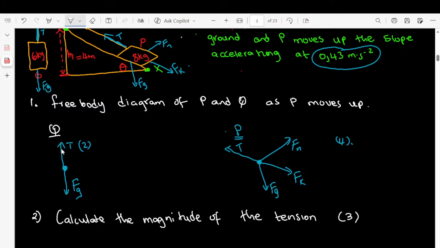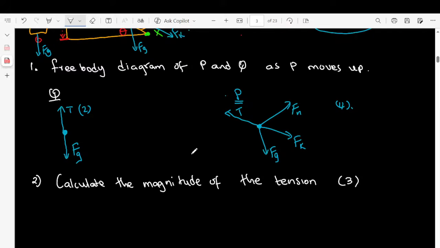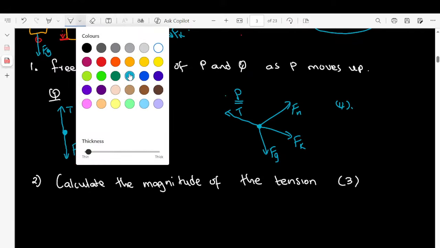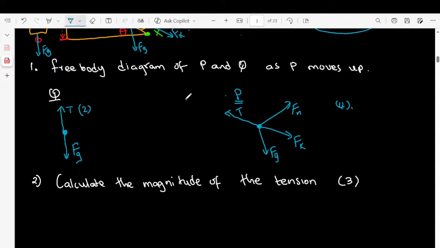Remember, we can use Q to find the tensional force. So in order for us to use Q, I don't want us making any mistake. I'm going to move my free body diagram here and say this is my tensional force going up, this is my Fg going down. Remember, these are vertical forces. F net will be equal to 0.